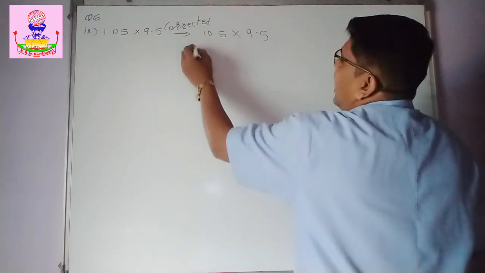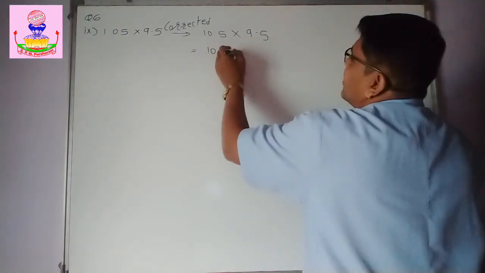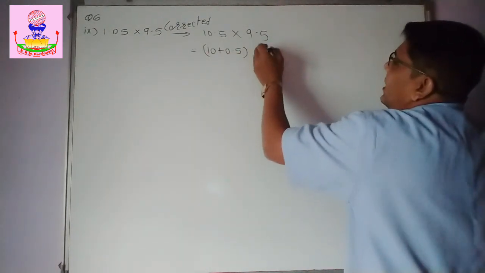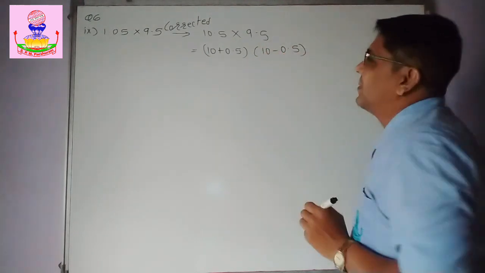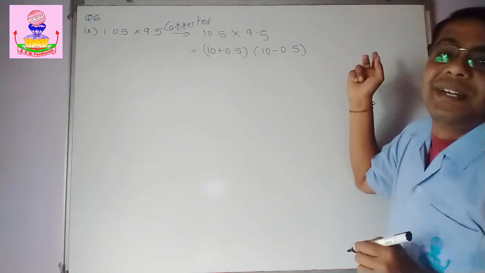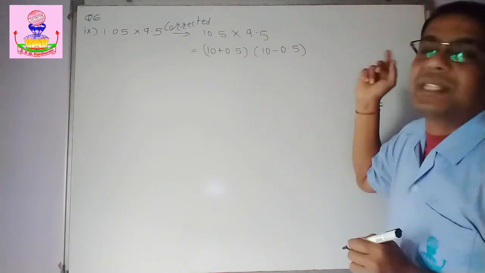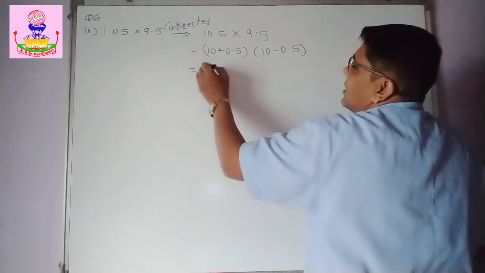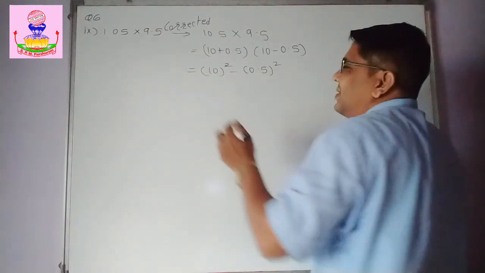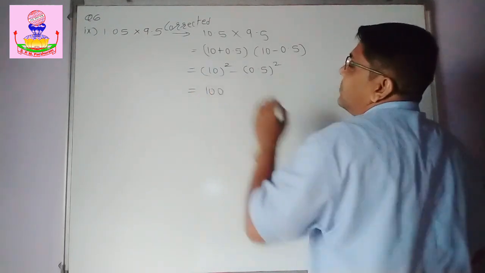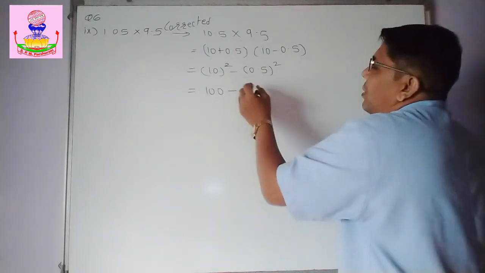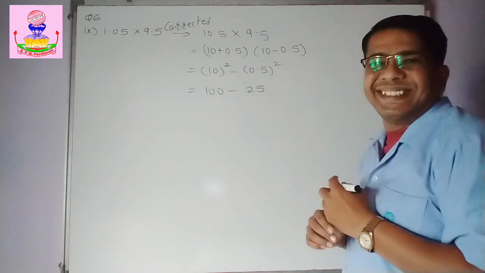Now 10.5 I can write as 10 plus 0.5, and 9.5 I can write as 10 minus 0.5. So a plus b into a minus b. Again identity number third: a plus b into a minus b is equal to a square minus b square. So that is 10 square minus 0.5 square. Now 10 square is 100 minus 5 square is 25.